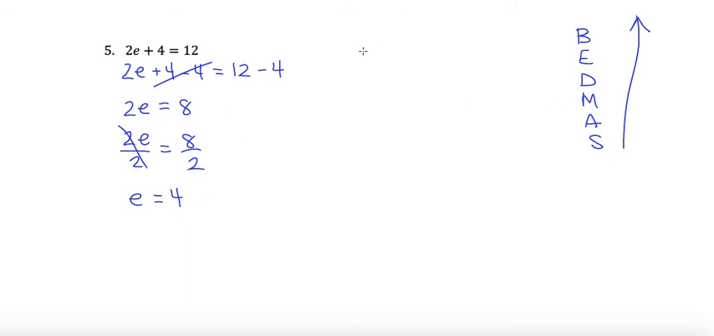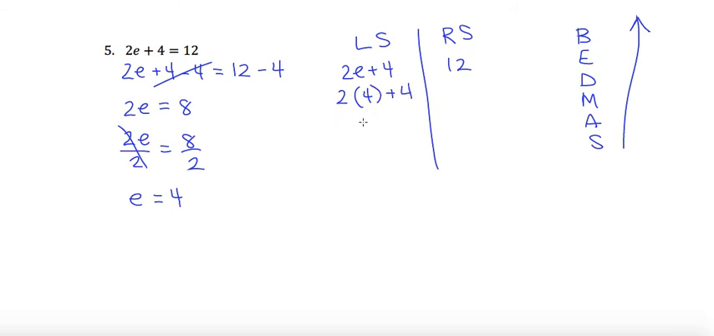So let's check to see that our solution is correct, the left side and the right side. The left side of my equal sign is 2e plus 4. The right side is 12. So 2 times 4 plus 4. 2 times 4 is 8, and 8 plus 4 is 12. So the left side does equal the right side. That's what we want to see. So therefore I can say with certainty that e is equal to 4.